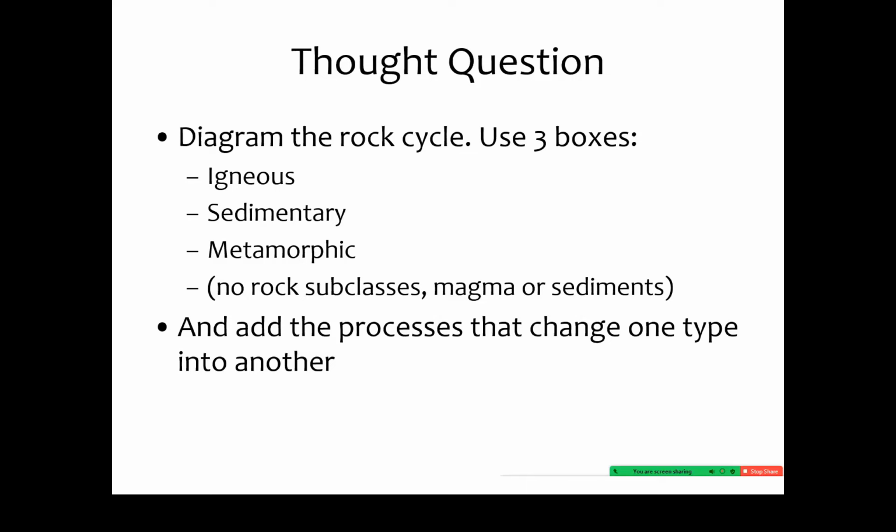So to see if you remember what we talked about here and how much you paid attention, without going back and looking, I'd like you to try diagramming the rock cycle. I want you to use three boxes: igneous, sedimentary, and metamorphic rocks. You don't need the subclasses of rocks. You don't need to put the magma and the lava or the sediments. So you just need these three classes. And I want you to add the processes that change one type into another.